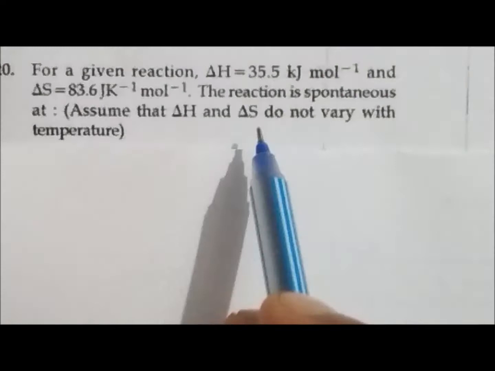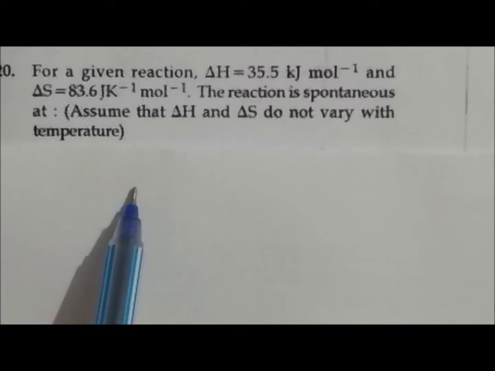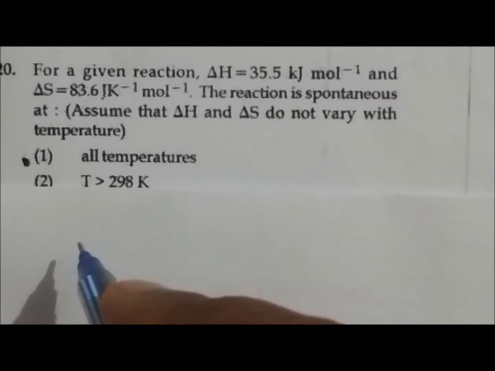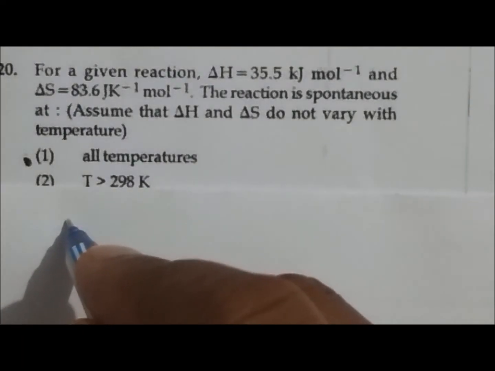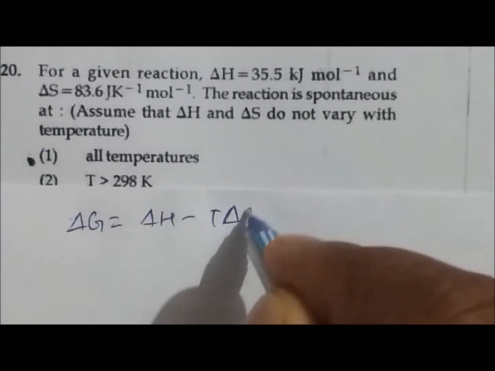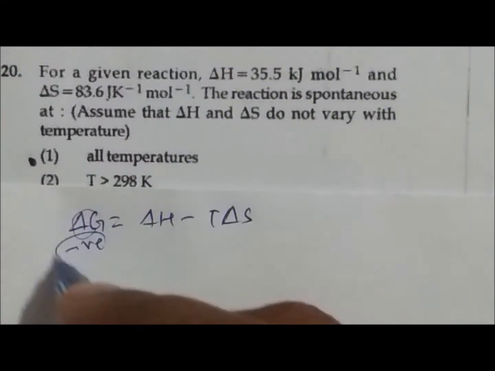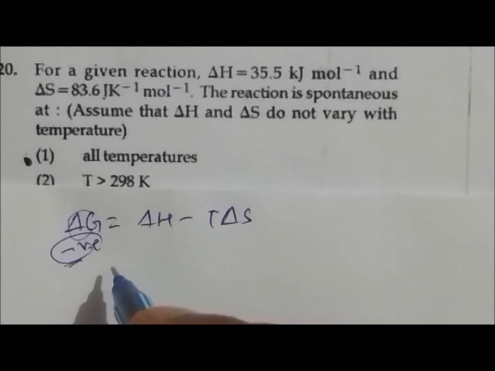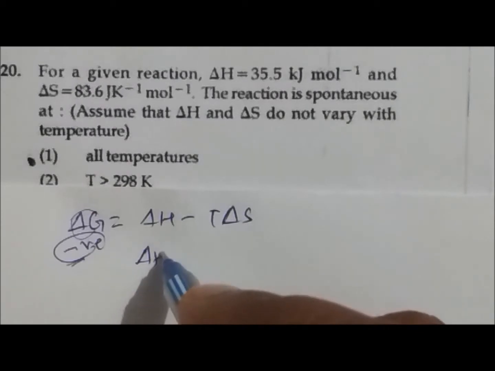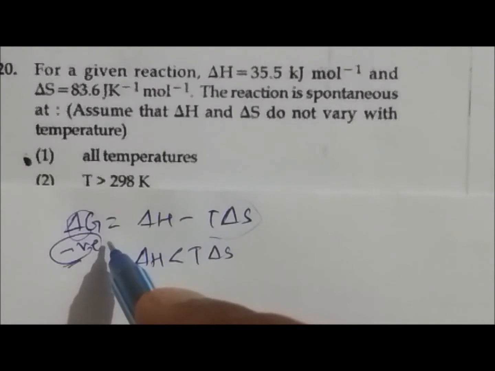For a given reaction, delta H is given, delta S is given, and the reaction is spontaneous at, so they're asking at which temperature the reaction is spontaneous. So we have to calculate this question from thermodynamics. We know the formula delta G is equal to delta H minus T delta S. And if the reaction is spontaneous, then delta G must be a negative value. If it's negative, then this is called a spontaneous temperature. So for delta G to be negative, delta H should be less than T delta S.